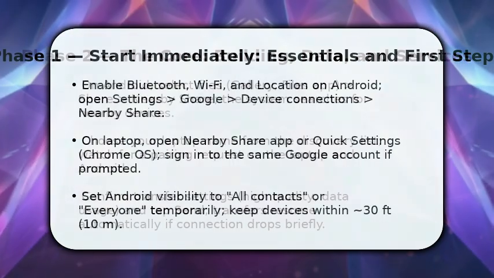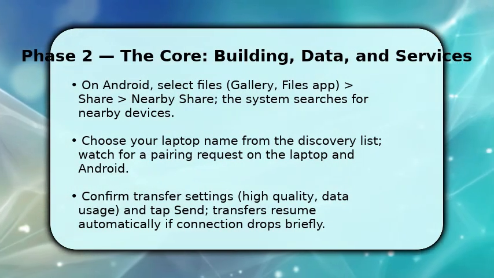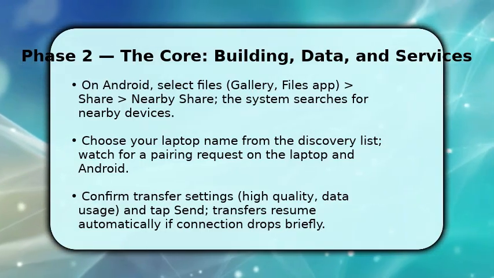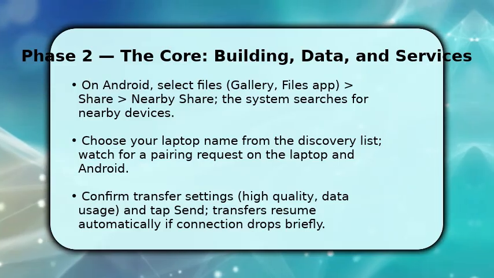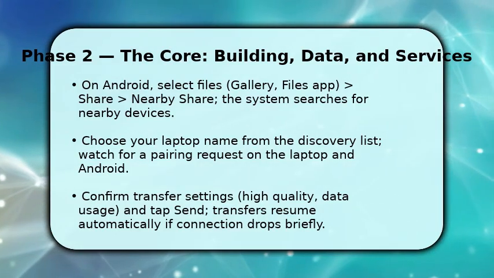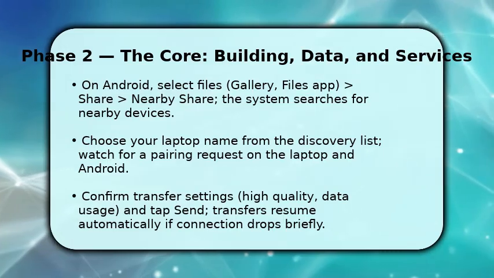In Gallery or Files, tap Share and choose Nearby Share because this combines speed and security. Your phone will scan and show device names. Select your laptop. On the laptop, accept the incoming pairing or verification prompt. This step securely confirms you own both devices.